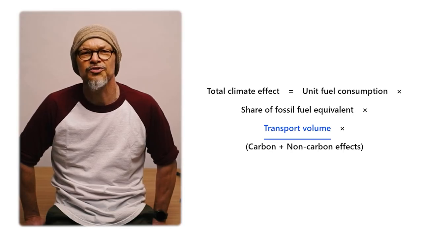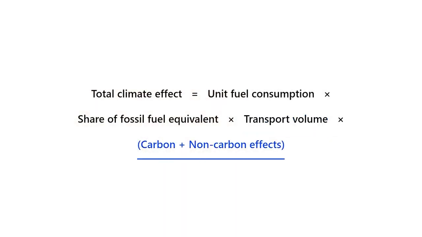So volume matters too. Finally, the equation includes both carbon and non-carbon effects. Aviation produces contrails. Shipping produces black carbon. These effects can be substantial and sometimes comparable to carbon itself. This means that climate policy should not only focus on carbon alone.